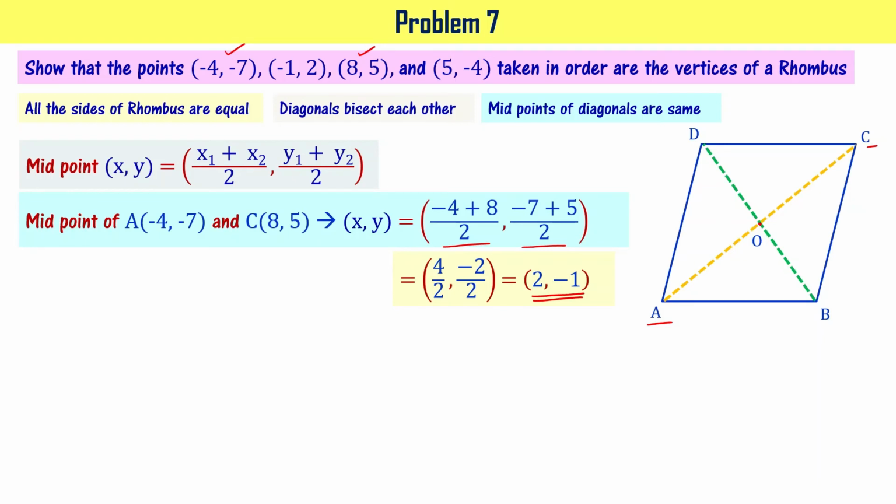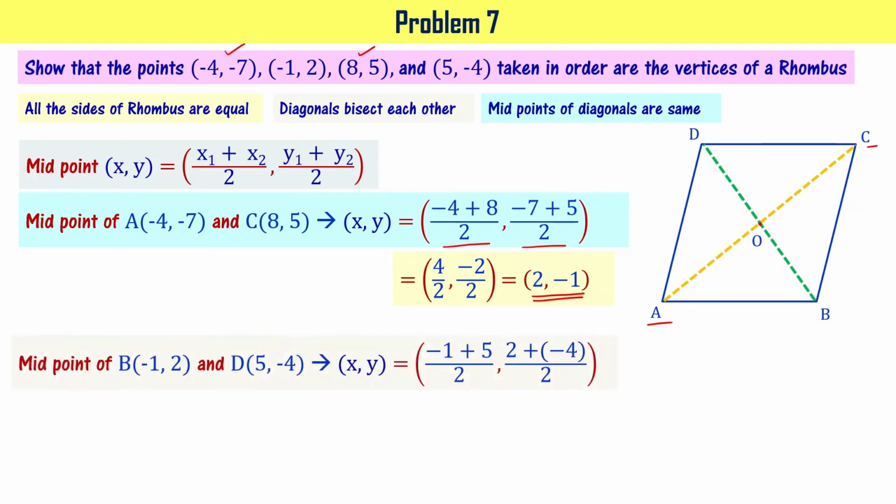That is the midpoint of the yellow line. Now let's see the midpoint of the other diagonal, that is BD. Whether that also comes out to be (2, -1) or not, that's what we have to check now. The midpoint of BD is going to be ((-1 plus 5) divided by 2, (2 plus -4) divided by 2). When you simplify it, you get (2, -1). Now you see the midpoint of these two diagonal lines is also the same, right?